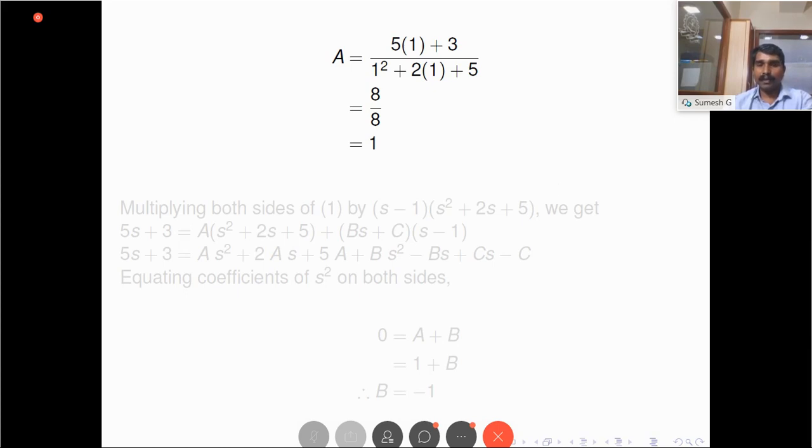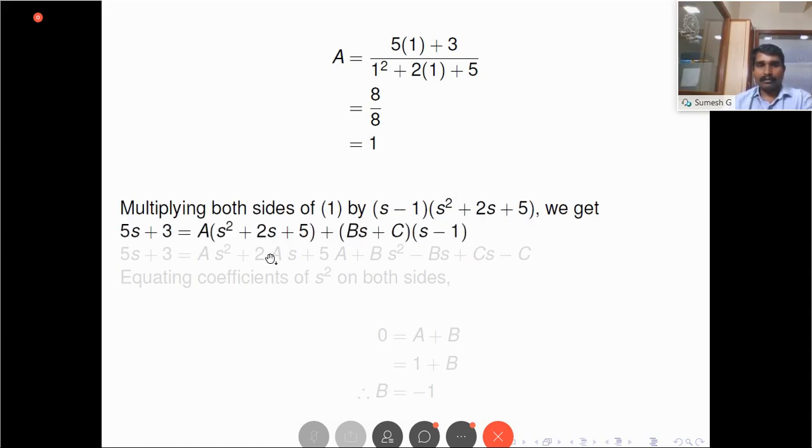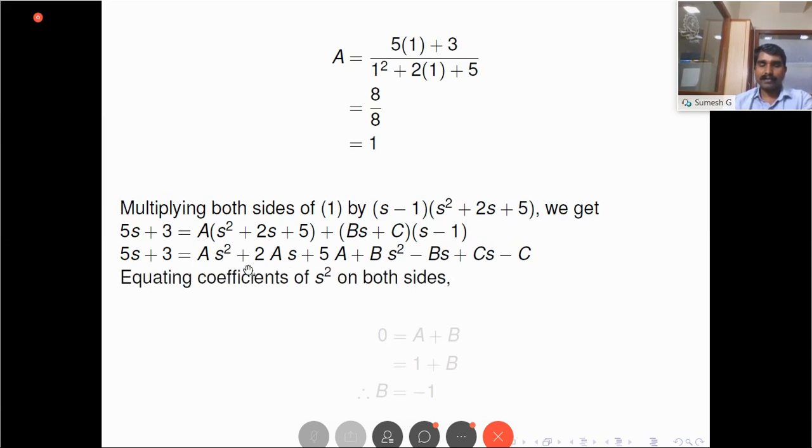For that we have to multiply by the denominator. The denominator is s minus 1 into s square plus 2s plus 5. We get the expression like this. To find the remaining coefficients, we have to equate coefficients of corresponding degree terms. So first equate coefficients of s square. On the LHS there is no term with s square, so the coefficient is 0. On the RHS there are two terms, so the coefficient is A plus B.